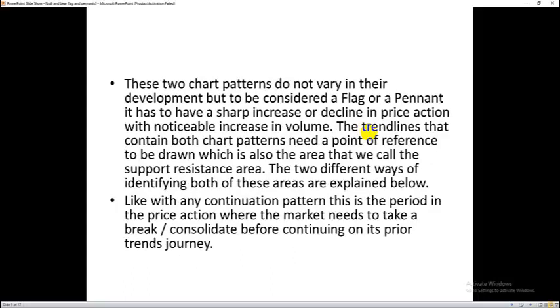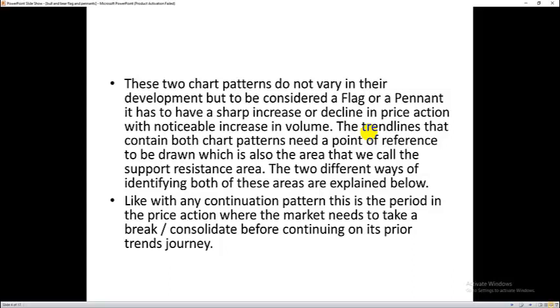So these two chart patterns do not vary in their development, but to be considered a flag or a pennant, it has to have a sharp increase or decline in price action with noticeable increase in volume. The trend lines that contain both chart patterns need a point of reference to be drawn, which is also the area that we call the support resistance area. So the two different ways of identifying both of these areas are explained below.